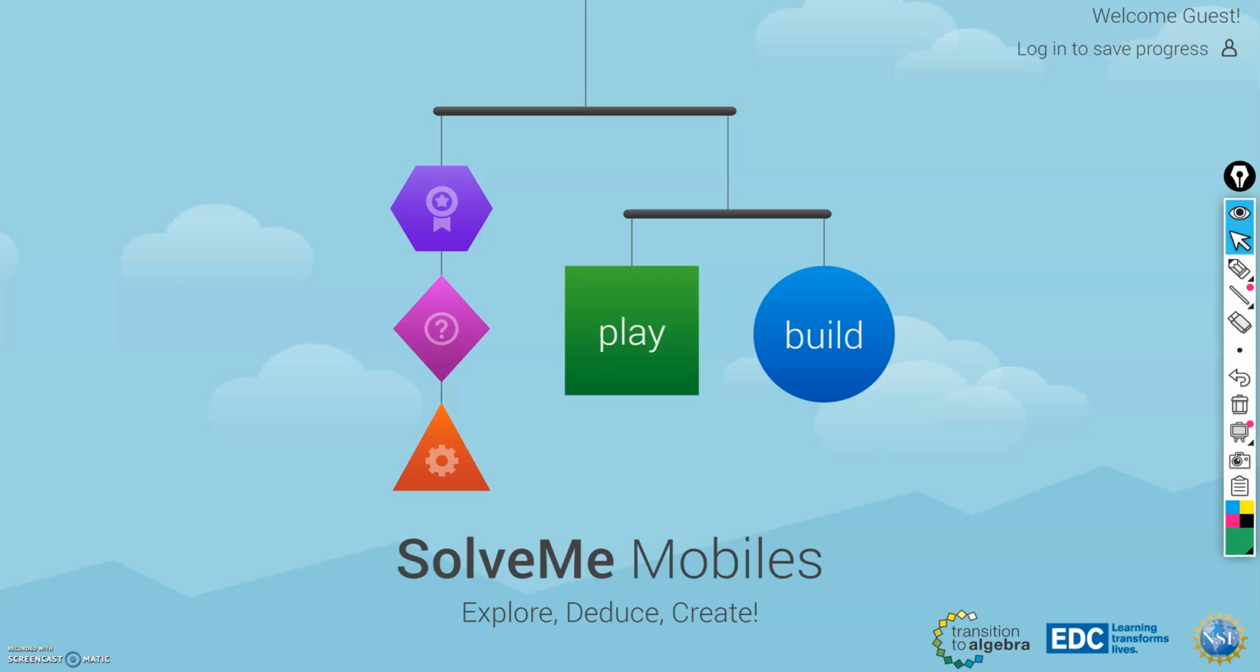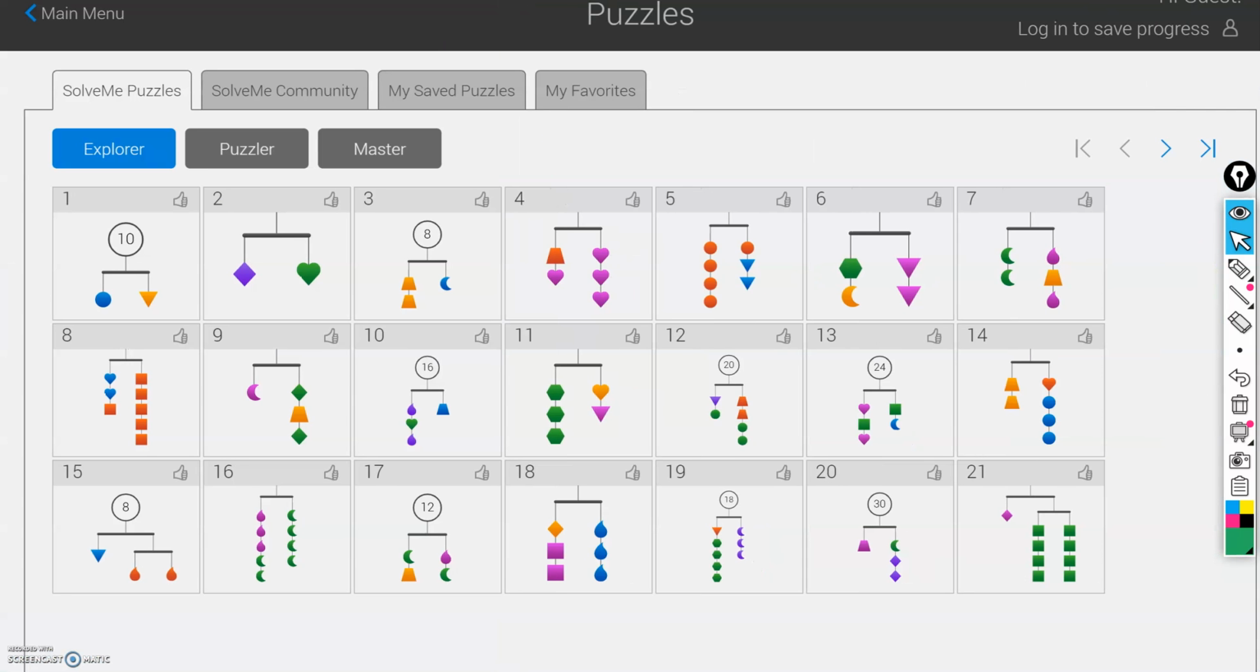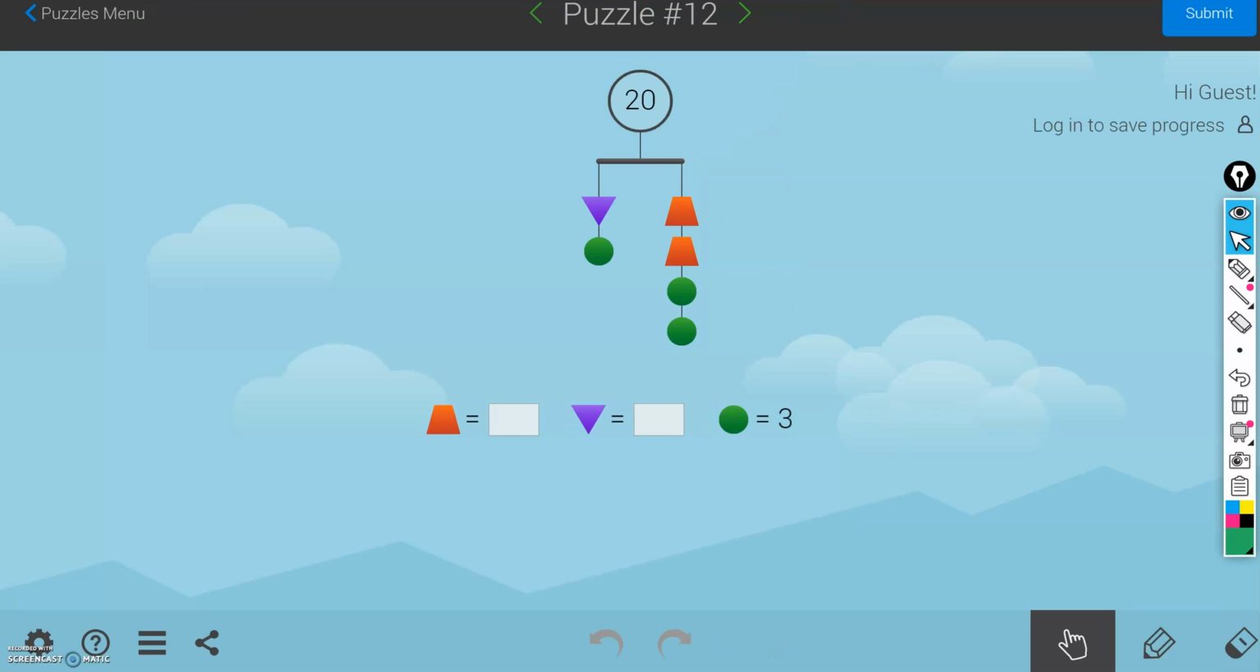In this video, I'm going to show you how to use the SolveMe Mobile's website. First, click on the link and then just select play. You don't even have to log in because we're just going to practice. I'm going to go ahead and start with puzzle number 12. So click on it and it takes me there to a mobile.